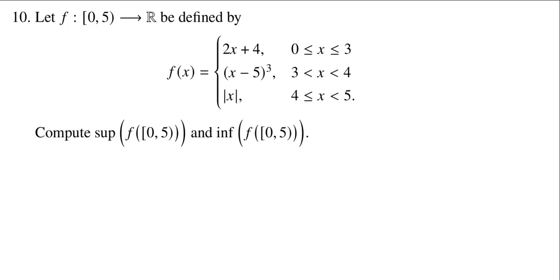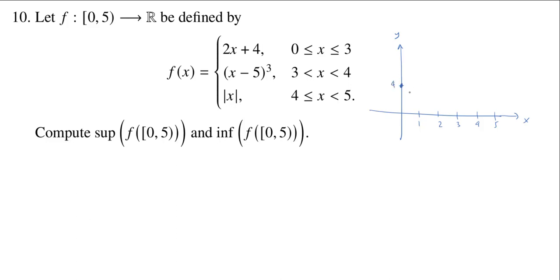So in problem 10, we're given a function defined on the interval 0 to 5. From 0 to 3, it is linear. And it's probably helpful to us if we try to give a little graph of this. So from 0 to 3, we're going to go all the way to 5, so we'll mark our graph a little bit here, just the way we learned. So 2x plus 4 is just a line. When x is equal to 0, we are at 4.